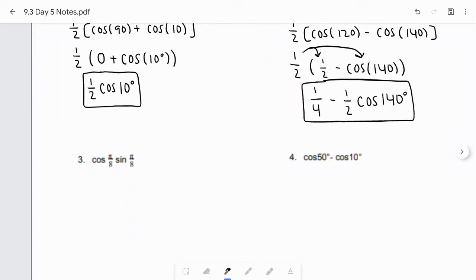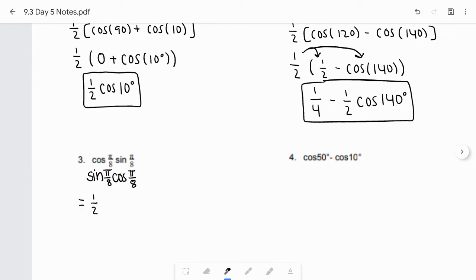Number 3, we have another product. We have cosine pi over 8 times sine pi over 8. So this time, if you look at our second product to sum formula, that's sine of A times cosine A. So let's just go ahead and rewrite this to be sine pi over 8 cosine pi over 8. Since we're using multiplication, it's okay to rewrite it like that. So this then would become 1/2 sine, this is A minus B, so pi over 8 minus pi over 8, plus sine, now we're adding A and B, so pi over 8 plus pi over 8.